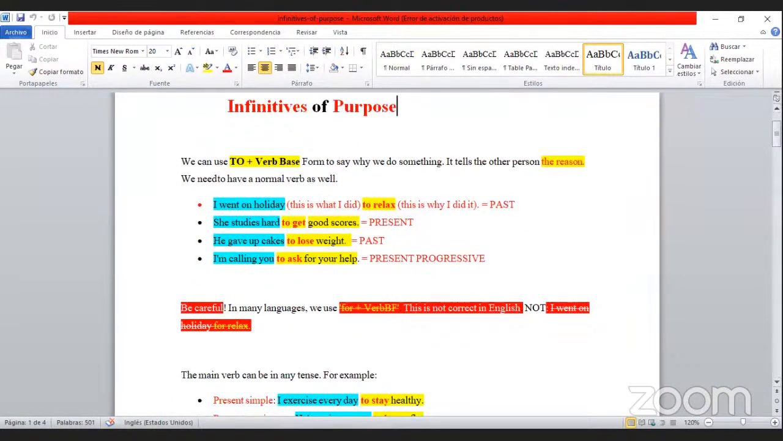So the first one that we have is this. Infinitives, we can use to, this is the infinitive, plus the verb in base form. So when we have this, we are talking about the first infinitive, okay? What could we see with this? We could use this infinitive to tell another person some reason, some extra reason.